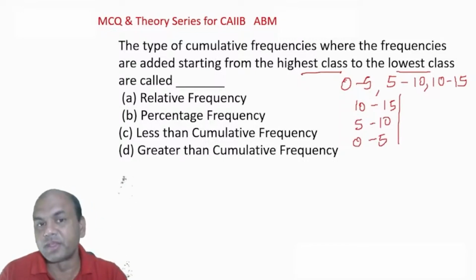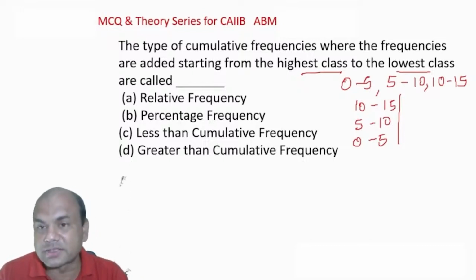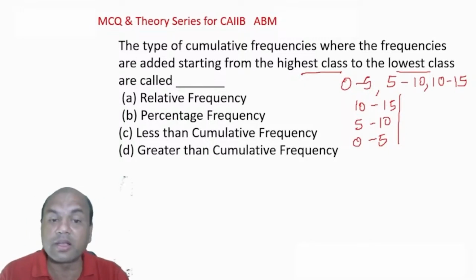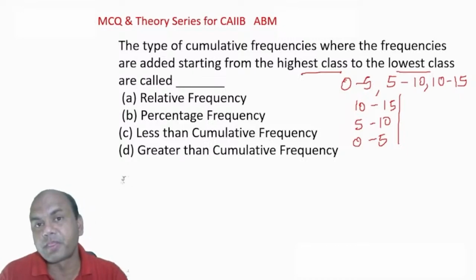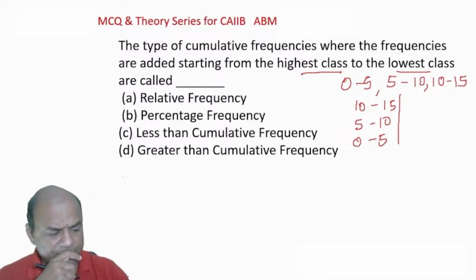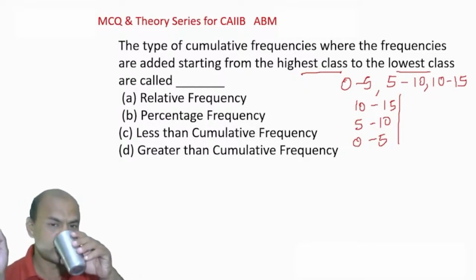This is the question. The type of cumulative frequency where the frequencies are added starting from the highest class to the lowest class is known as what? Relative frequency, percentage frequency, less than cumulative, or greater than cumulative. What is it called? Type in the comment section.